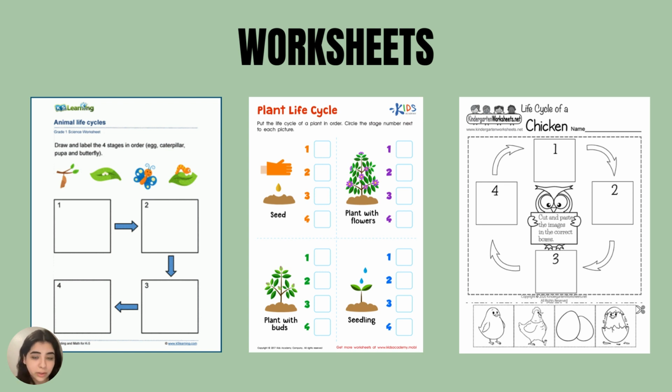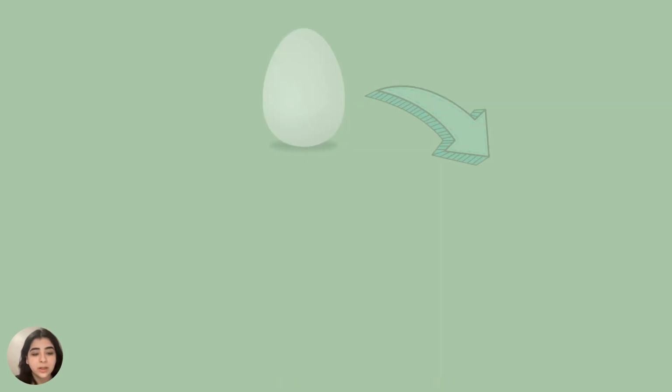And then for the third one, we have a similar one to the first one, but this time it is a chicken. So as you can see, we have the life cycle squares, and there's 4 of them. And then underneath we have 4 more squares with an egg, a chicken hatching, and then we have a chicken, and they have to show me where they would place it on the life cycle.